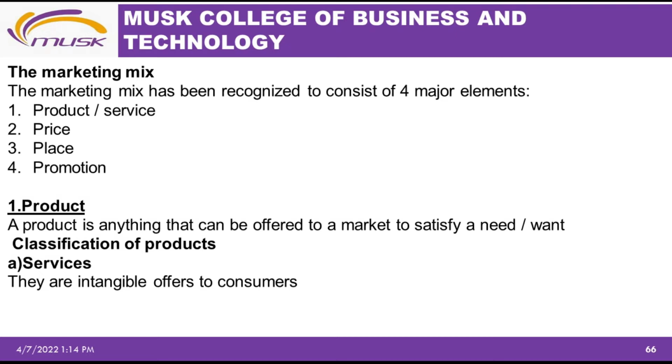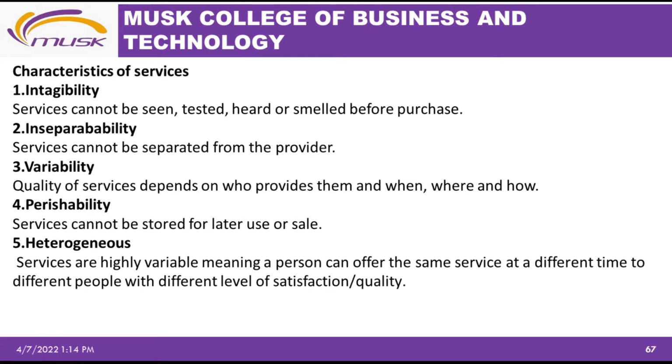Classification of products. The first one is services. They are intangible offers to consumers. So under products, of course, we have goods and services. Characteristics of services. Number one is intangibility. They cannot be seen, they cannot be tested, they cannot be heard, or they cannot be smelled.